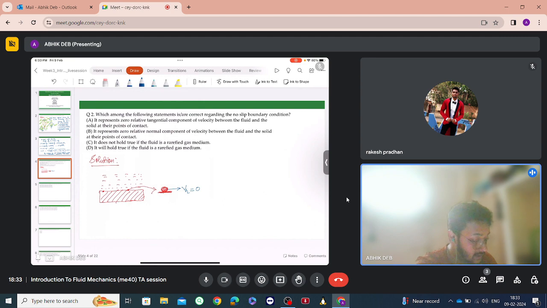This is essential. This is concerning the tangential velocity, that is, along the interface between the solid and the liquid. But in the vertical direction, non-zero velocity can exist. In the tangential direction, there will be no relative velocity. This is the essence of the no slip boundary condition.